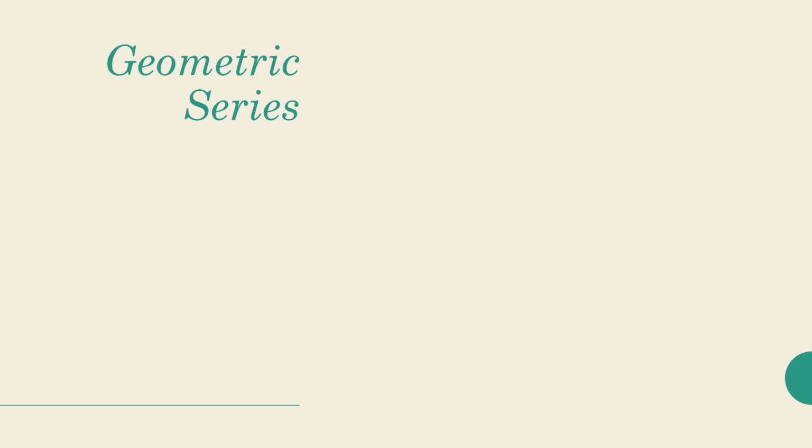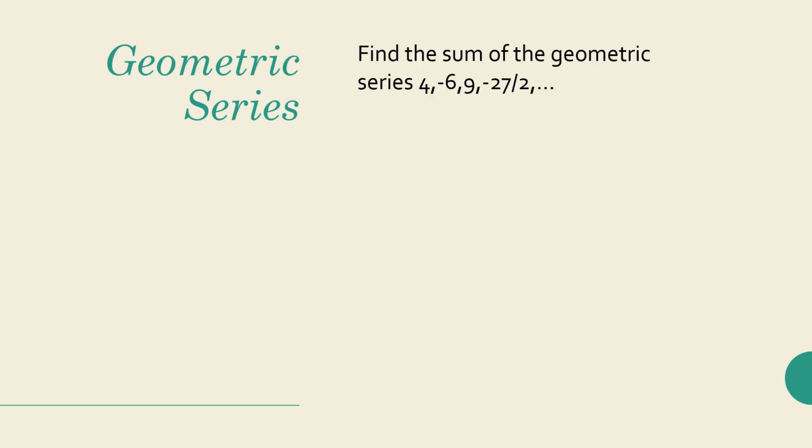Our last example will be this one. Find the sum of the geometric series 4, negative 6, 9, negative 27 over 2, and so on and so forth. Try this on your own, and after that, please play this video. Done already? Let's see. Question.